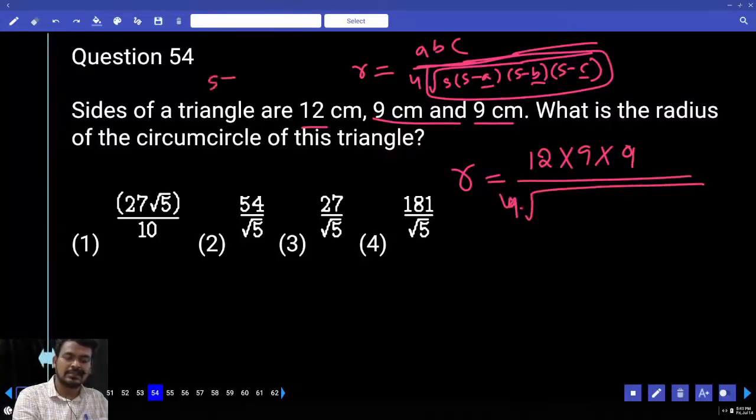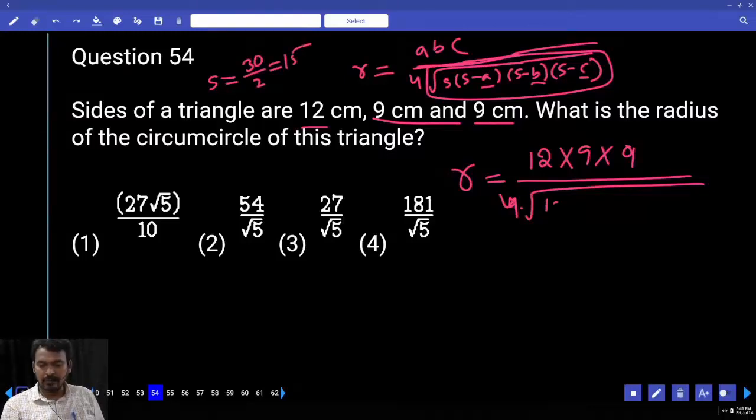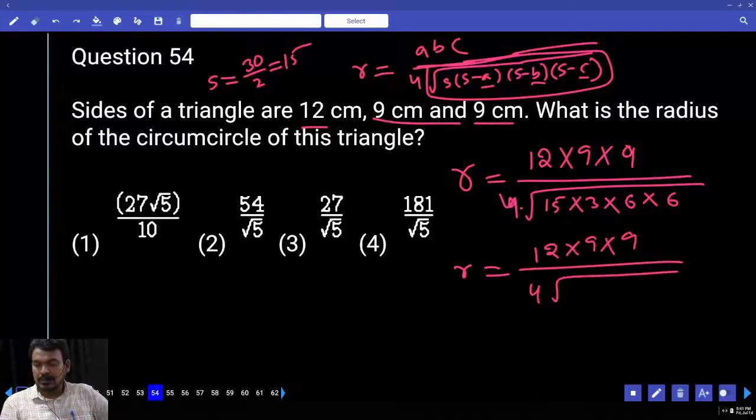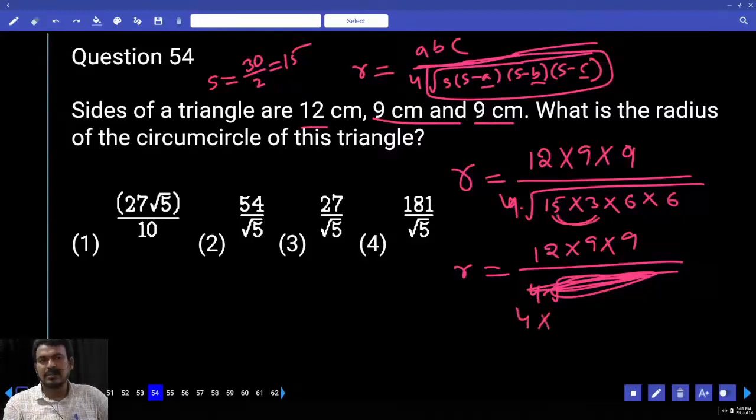What is the S value? All three sides added, 12 plus 9 plus 9 means 30 by 2, how much? 15. So the S value is 15. 15 into S minus A 3, S minus B 6, S minus C 6. Then R equals 12 into 9 by, what is the denominator, 4 into square root of 15 into 3 into 6 into 6. That will be 36; 15 into 3 is how much? 45. 4 into 45 means 9 into 5, which gives 3 root 5, into square root of 36 means 6. Okay, 12 into 9.